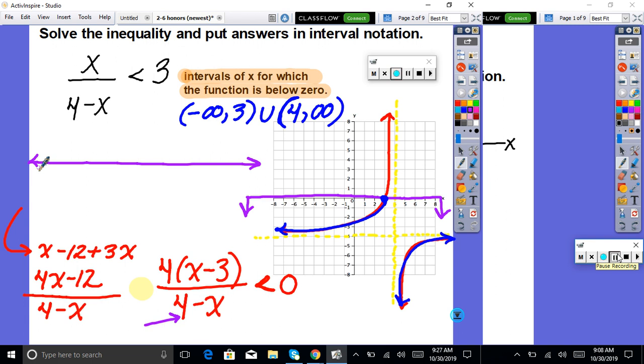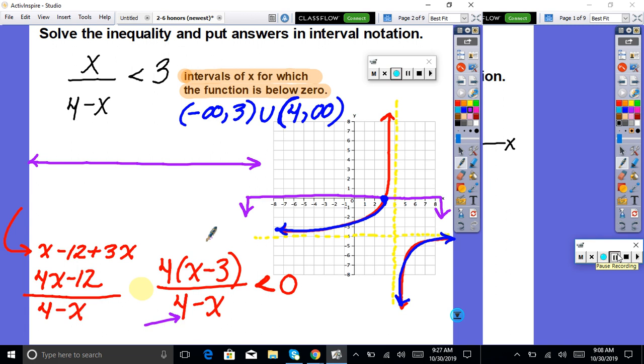What were our critical values for the rational? Since these are x values, we're answering for x. What are our critical values? X-intercepts and vertical asymptotes, right? Those have to do with our x values, right? Those are the critical values for x.